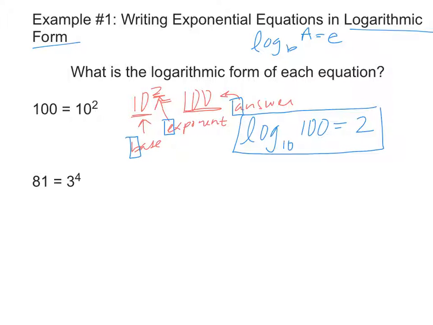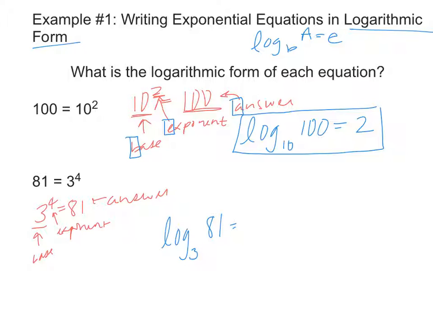All right, let's try the next one. Again, I'm going to rewrite it as 3 to the 4th equals 81. So again, this is the base. This is the exponent. And this is the answer. So if I rewrite this: base, B, A, the answer, and the power or the exponent is 4. So log base 3 of 81 is 4. So as long as you remember that log is BEA, it makes it easy for you. Let's go ahead and do the try.